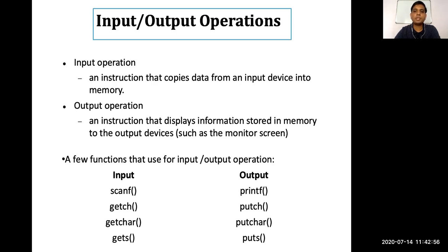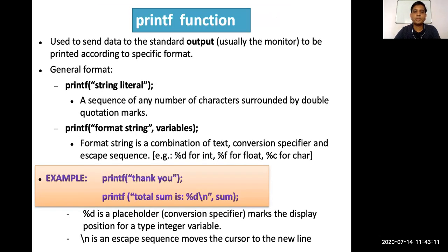So input means if you want to get the data from the user, then that is the input method. And if you want to display your result on your output device, that is your monitor, that is known as the output operation. Printf is very easy. Whatever string you want to print, you have to enclose it in double quotes. An example is given here: printf thank you, so it will print thank you. So this thank you is the input given to the printf function.